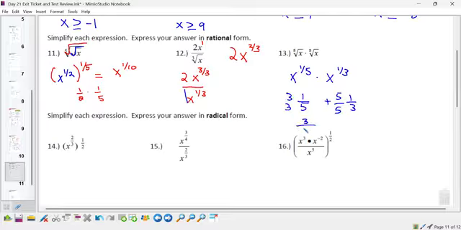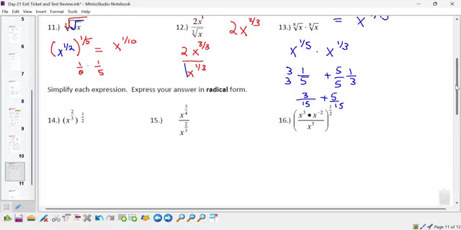So now I have 3/15 plus 5/15. I did not write that in the right spot. That's okay. And when I add that together, I'm going to get 8/15. So I have x to the power of 8/15. Now, the next set of directions is a little different.